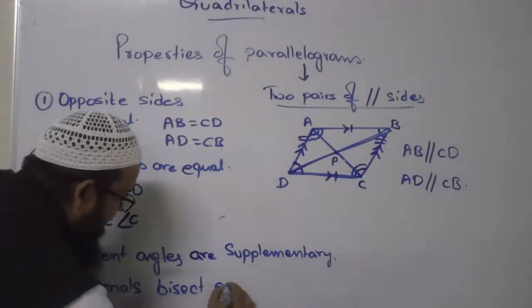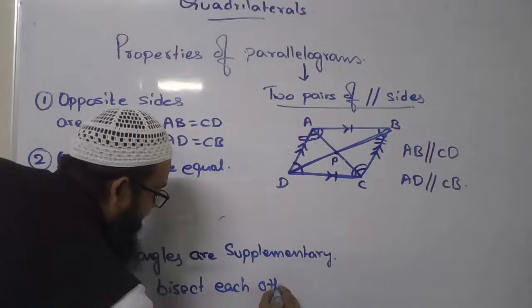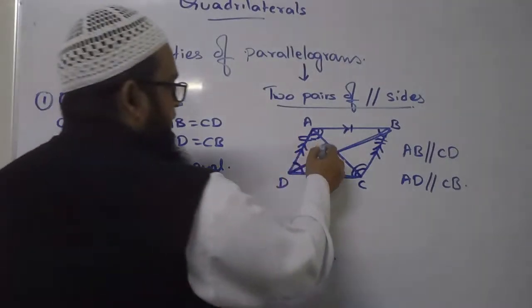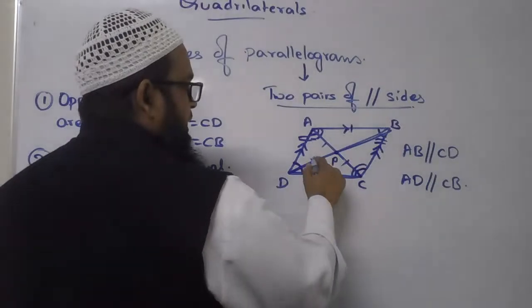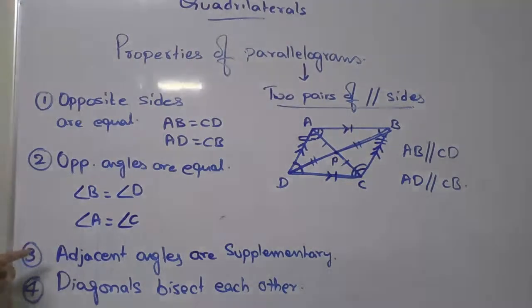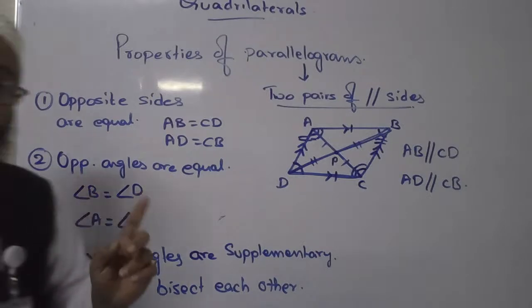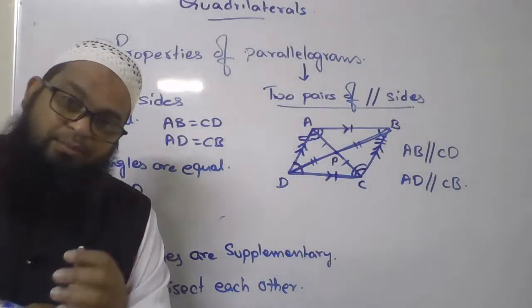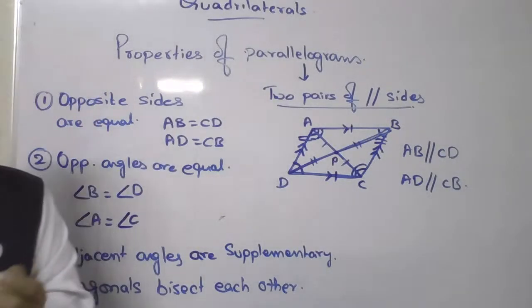So diagonals bisect each other. Understood? That means AP is equal to CP and DP is equal to BP. So these are the properties. What are the properties of parallelogram? Opposite sides are equal, opposite angles are equal, adjacent angles are supplementary, diagonals bisect each other. Diagonals bisect each other, but they are not equal. Okay?